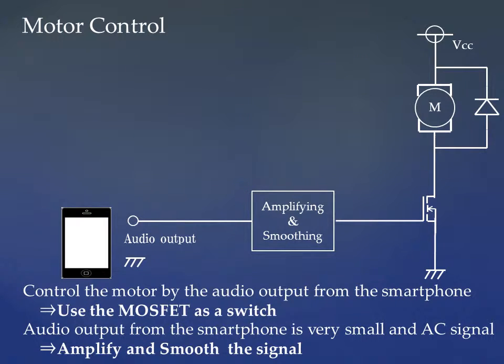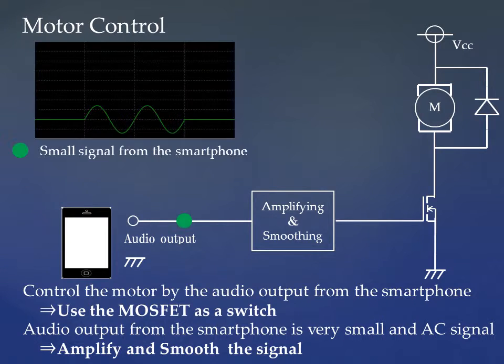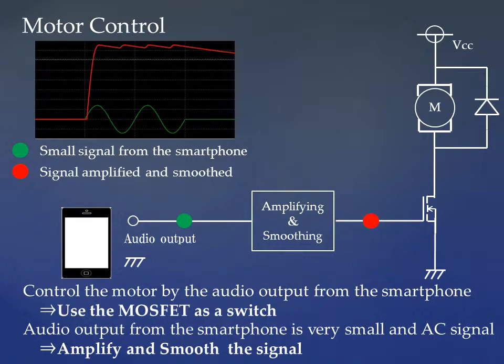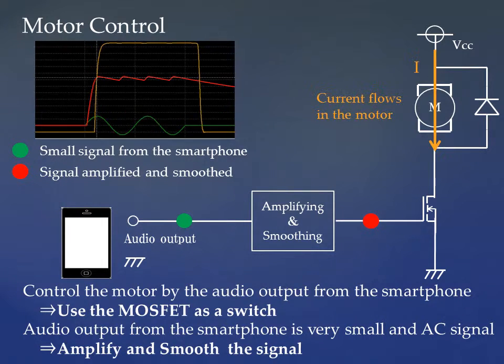We use a MOSFET to control the motor by the audio output from the smartphone. And we amplify and smooth the signal, because the audio output from the smartphone is very small and an AC signal. The green waveform represents the small audio signal from the smartphone. The red waveform represents the signal amplified and smoothed. Current flows in the motor by the switching of the MOSFET.